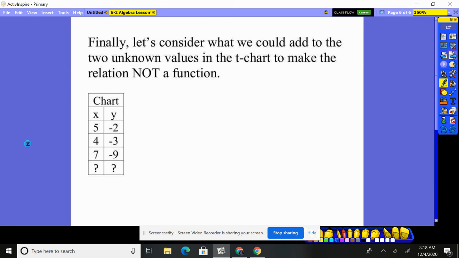Pretty easy. Now, finally, let's consider what we could add to the two unknown values, these two question marks in the t-chart, to make the relation not a function. Remember, to be a function, for every x you can only get one y answer. So if I plug in x to be 3, I should only get a y out of, say, 10. I shouldn't get an answer of 10 and 12 and 14. I can only get one answer out. So what can we plug in here to make this not be a function?